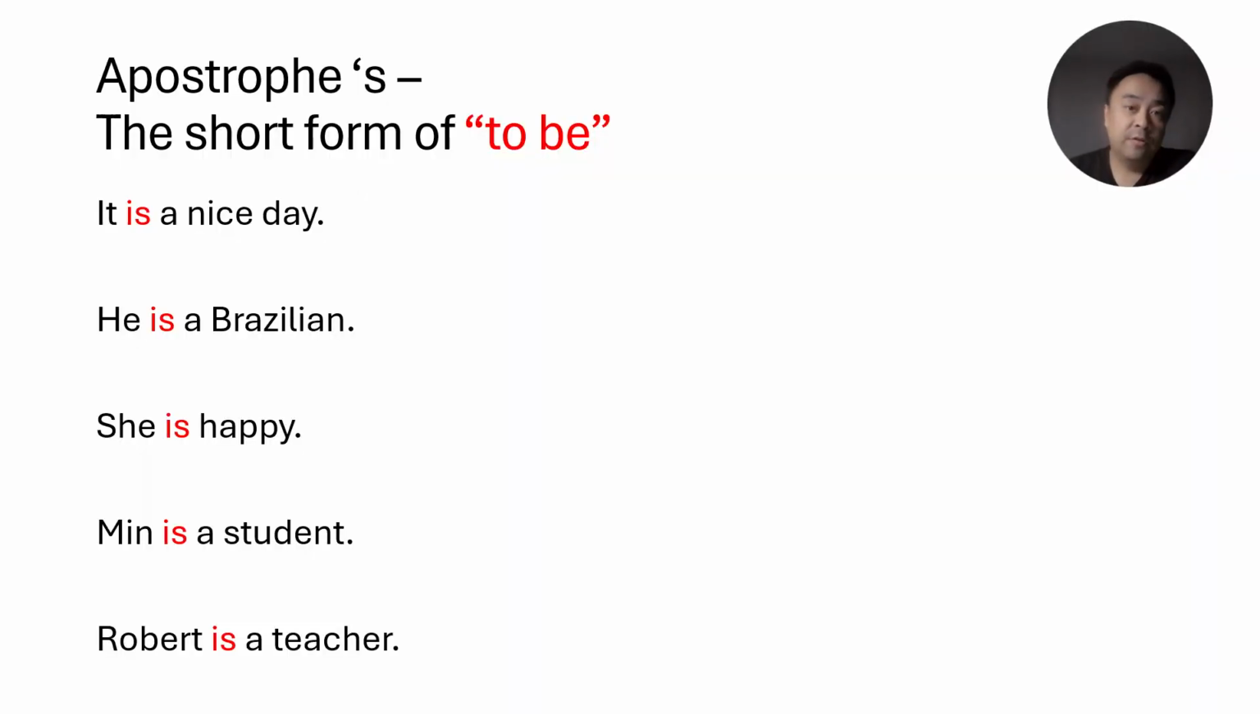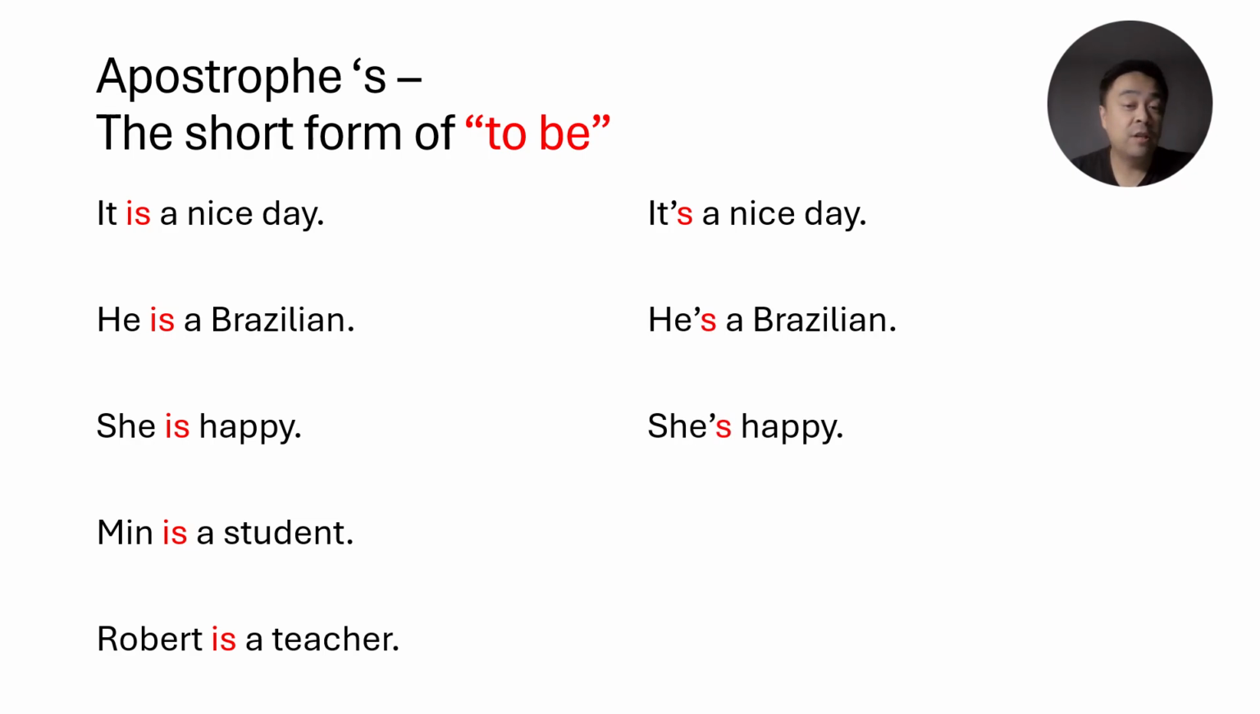So you have already seen the apostrophe S in the short form of to be. For example, it is a nice day. He is a Brazilian. She is happy. Min is a student. Robert is a teacher. That all becomes shortened to: it's a nice day. He's a Brazilian. She's happy. Min's a student. And Robert's a teacher.